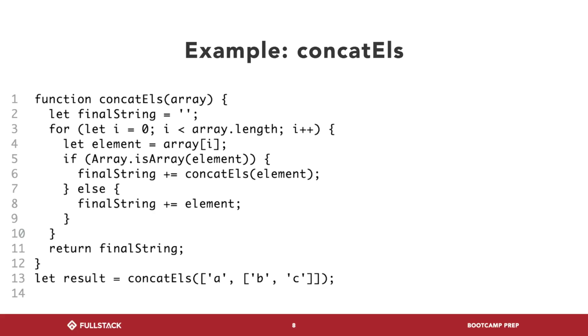The important thing to note is that when we return this final string, we are editing the parent version of the final string with it, right? This final string is plus-equaling whatever this returns. So this is returning like an inner string.